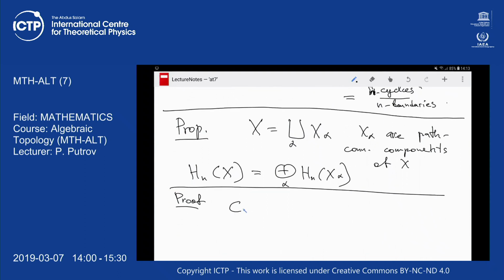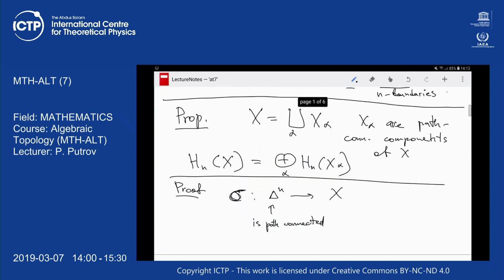First, one can see that if we consider a map sigma from delta n to X, since the n-dimensional simplex is path connected, then the image of this map sigma belongs to a certain path connected component.